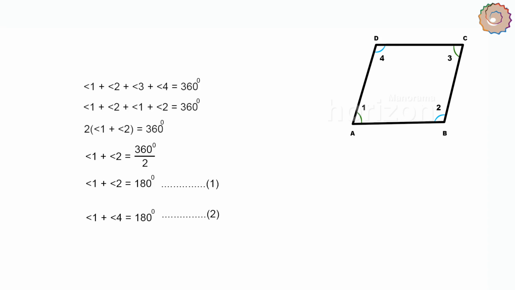Again we can write angle 1 plus angle 2 plus angle 1 plus angle 2 is equal to 360 degrees, because it's given angle 1 is equal to angle 3 and angle 2 is equal to angle 4. So, 2 into (angle 1 plus angle 2) is equal to 360 degrees, or angle 1 plus angle 2 is equal to 360 by 2, which is equal to 180 degrees. Mark it as equation number 1. Similarly, we can prove that angle 1 plus angle 4 is equal to 180 degrees. Mark it as equation number 2.